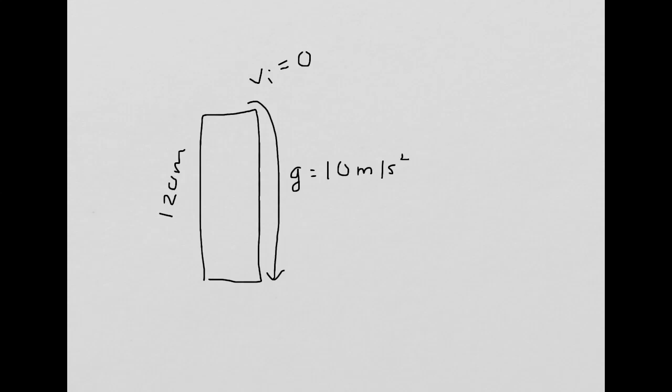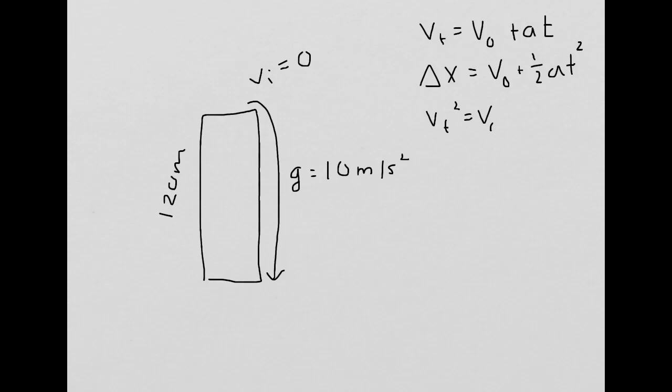Now, how long would it take the rock to fall to the ground? Okay, so remember from the last video, we have 3 important formulas. We know that Vf equals Vo plus at. We also know that delta x equals Vo t plus 1/2 at squared. And then we also know that Vf squared equals Vo squared plus 2a delta x. And I'm using Vo instead of Vi, but they're interchangeable. It just means initial velocity.